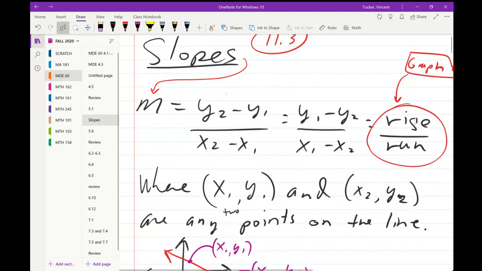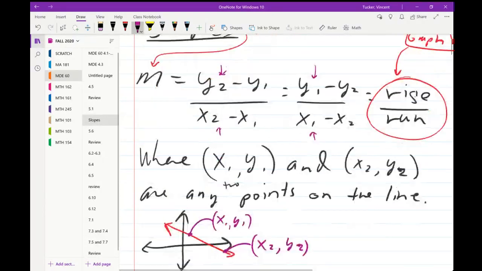So y2 minus y1 over x2 minus x1, or y1 minus y2 over x1 minus x2. It also represents rise over run. We will use that when we go to graph, so you can just hold on to that for a second. But rise over run is what we use to graph. We have to make sure we stay consistent. If I use y2 first on top, then x2 needs to be used first on bottom. Or if I use y1 first on top, then x1 should be used first on bottom.